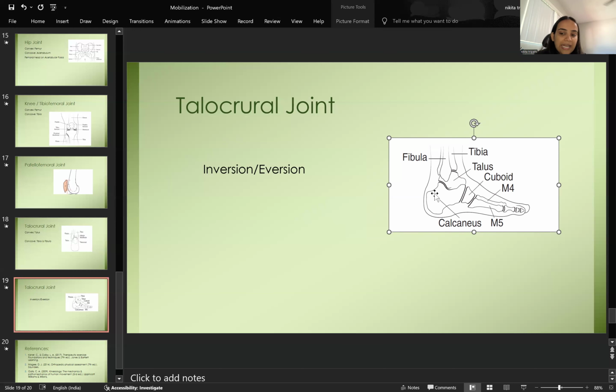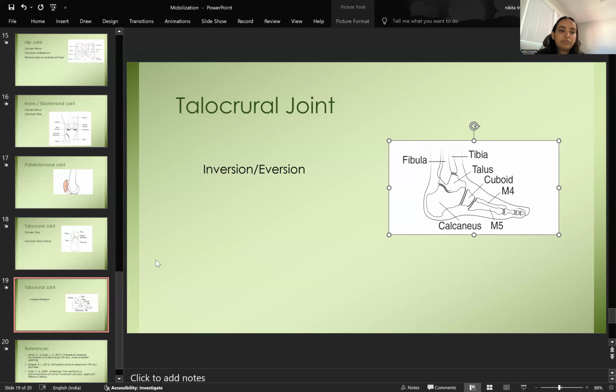And I'm doing the eversion. I'm moving my leg in the outward direction. Leg means ankle. I'm moving my ankle in the lateral direction. So which glide should I give? Medial glide. So this is the information about the convex-concave rule.